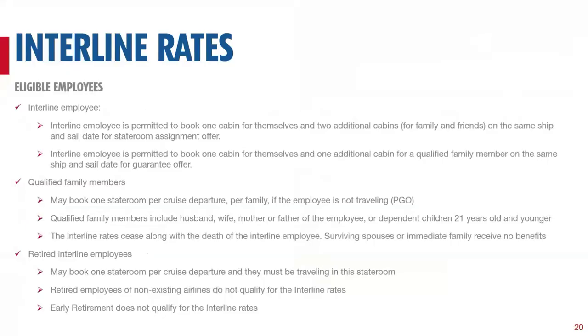There is another offer out there that's for a guaranteed stateroom, and you will see it from time to time. But in that case, the interline employee is only able to book one room for themselves and 1 additional room for a qualified family member on the same ship and sail date. So who is a qualified family member?